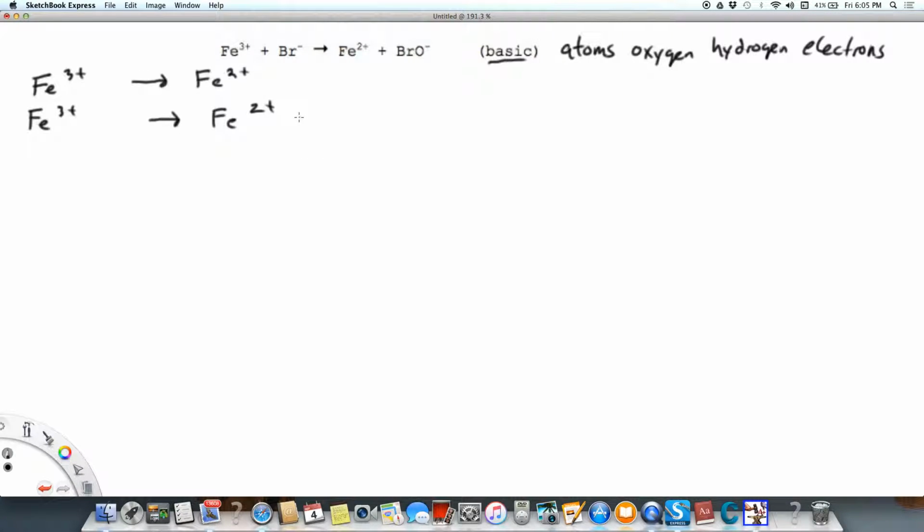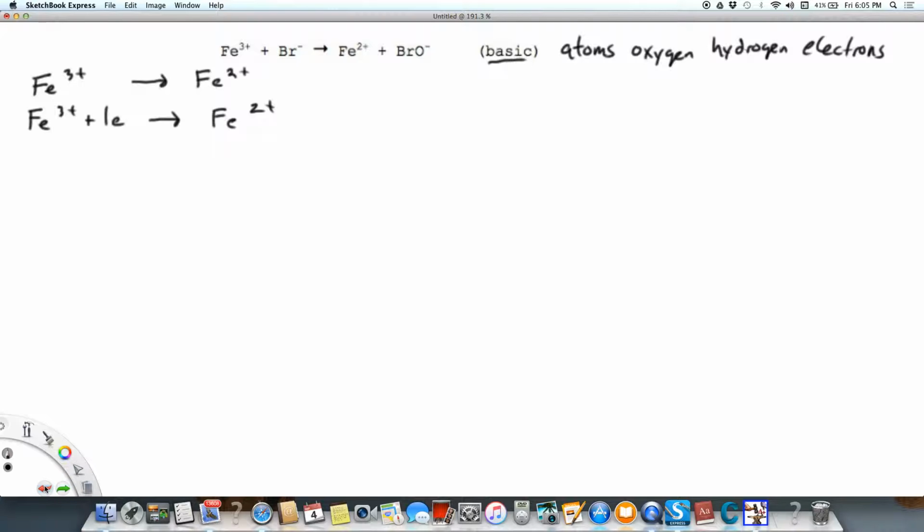If I add an electron over here, that's going to be a negative, so 2 positives and 1 negative is going to leave me with 1 positive on the right and 3 positives on the left. So that can't be correct. I'm going to add 1 electron to the left. Now you'll see that we've got 2 positives on the left side and 2 positives on the right side.